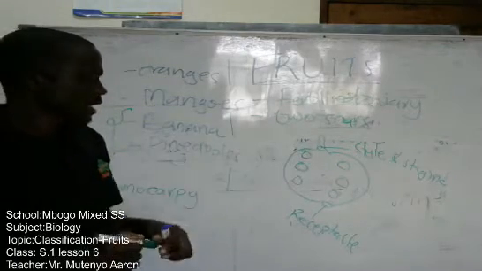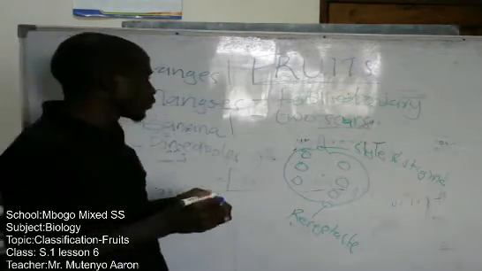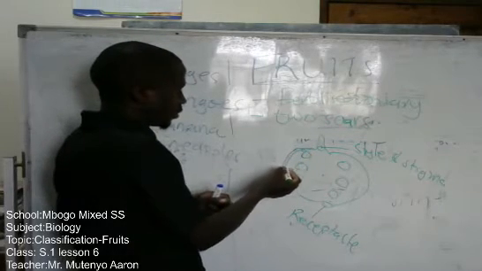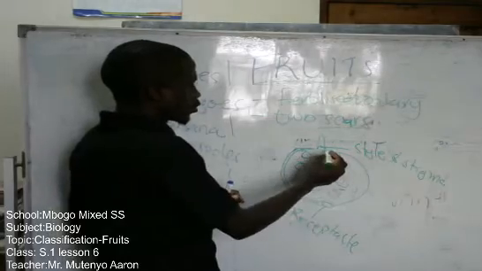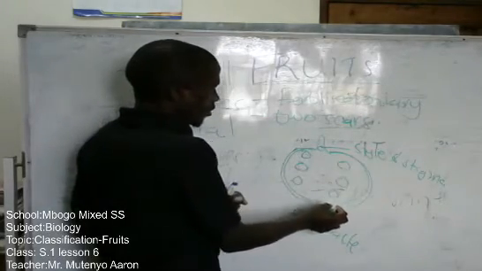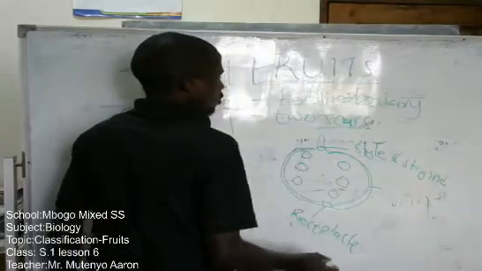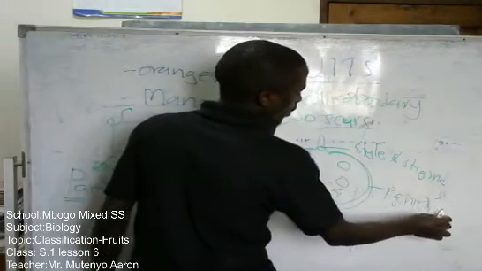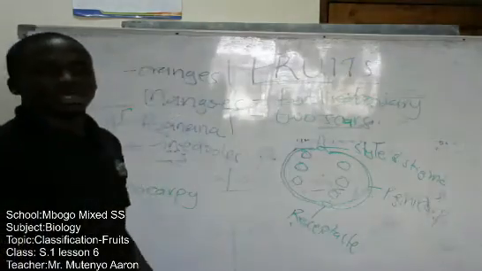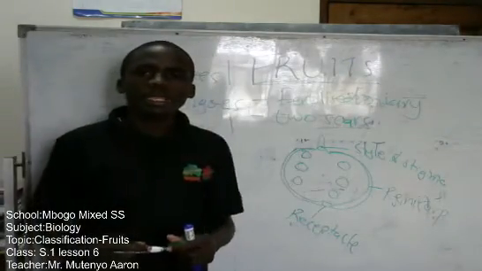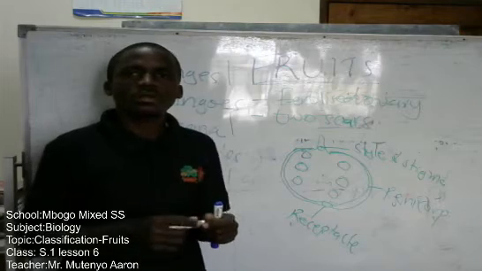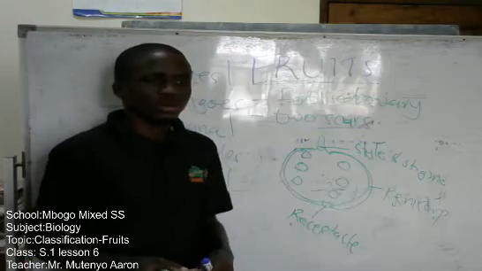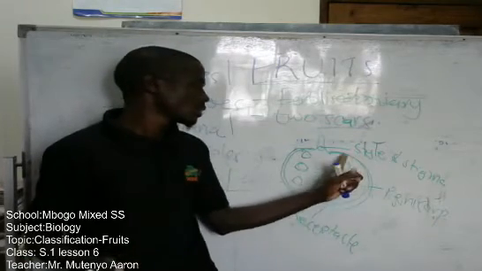Then this fruit here has what is called the fruit wall, which is also called the pericarp. The fruit wall is called the pericarp. Now this fruit wall develops from the ovary wall. The ovary wall is the one which is responsible for the development of this pericarp.